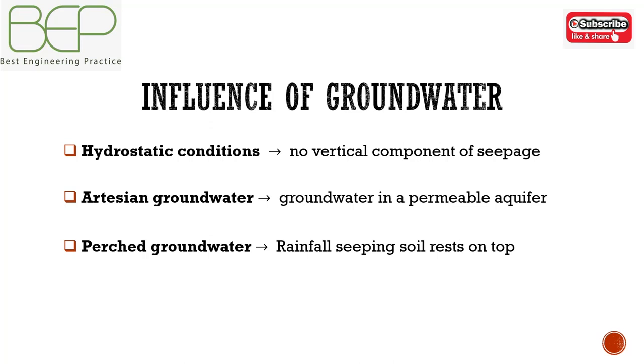Perched groundwater. Rainfall seeping from the ground surface through relatively permeable soil rests on top of a less permeable layer, below which a more permeable soil exists. When boring through this ground, a water strike will occur at or above the level of the impermeable soil, but the groundwater will drain down the hole once the lower, more permeable material is reached. In developing countries, this situation will sometimes be found in cities where the water may be untreated effluent.